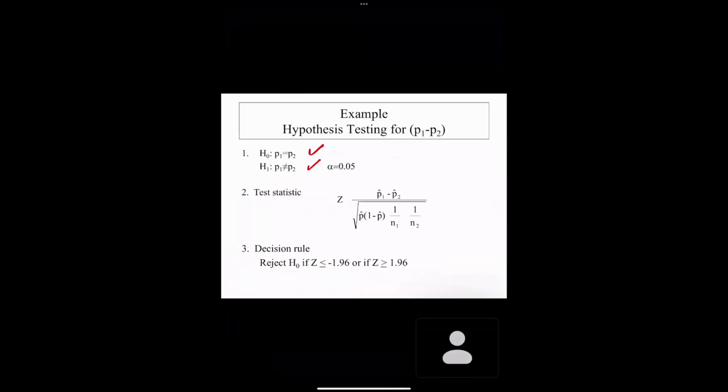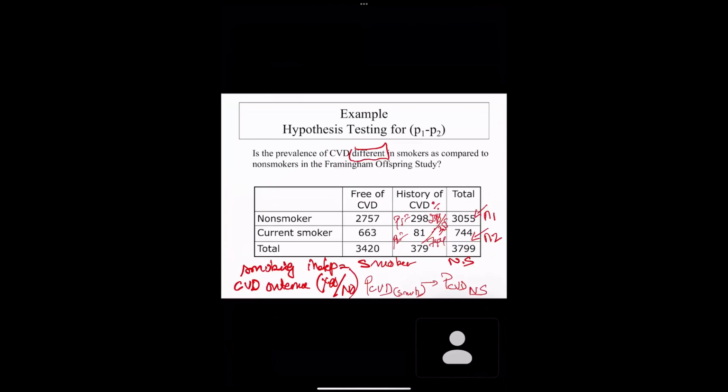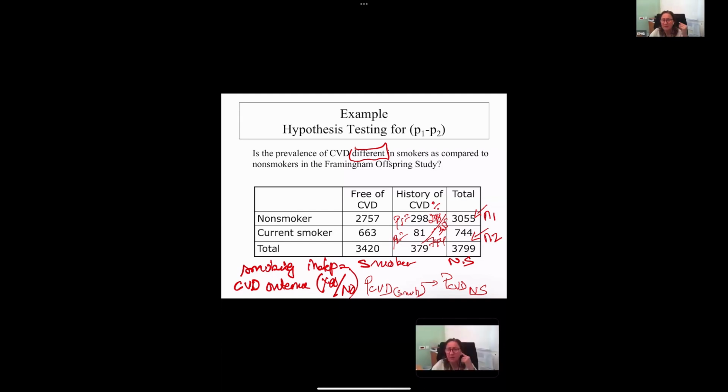Just a moment before we move on, Professor, I have a question. Yes. I was lagging a little bit while you were explaining the first part of the question. We're interested in only the people with the history of CVD, comparing smokers with non-smokers, right? And yes, the question is, is the prevalence of CVD different in smoker as compared to non-smoker?